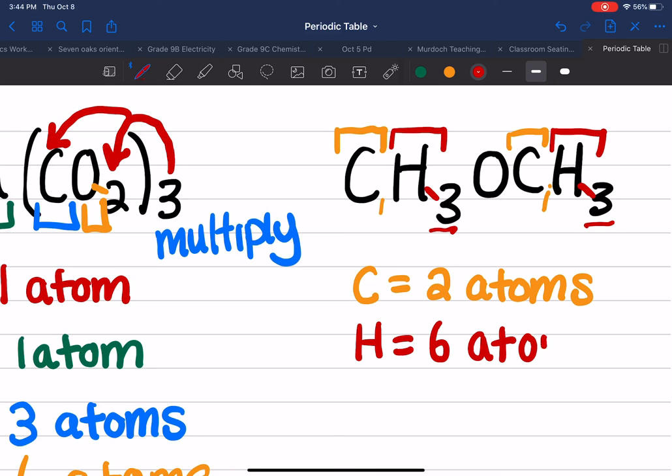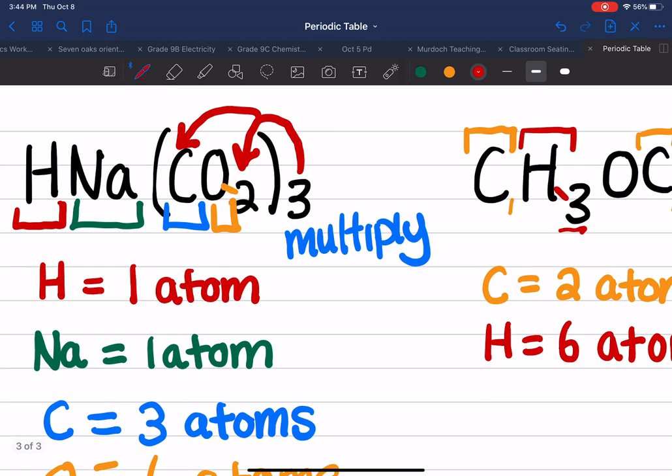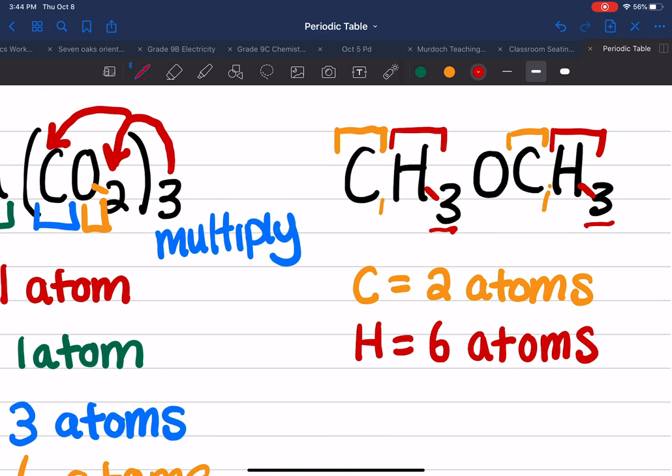So this is an example where you would add the different atoms. But when you have subscripts beside, you would multiply, okay? So it's different when there's brackets, and a coefficient, again, that's also multiplication, okay?